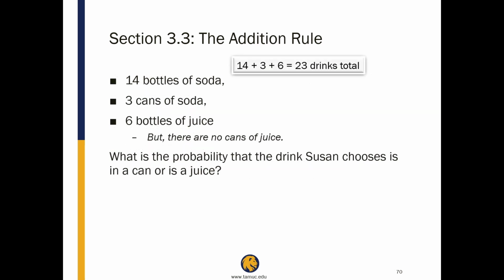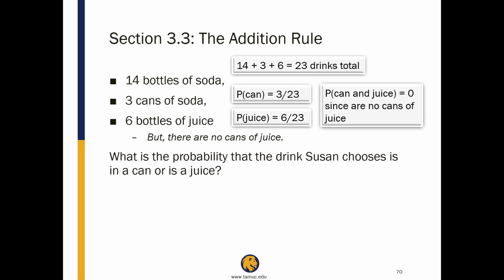Well, in total, there are 14 plus 3 plus 6, so 23 possible outcomes, 23 possible choices. The probability of picking out a can, there's only 3 cans, so there's a 3 over 23 chance of selecting a can. The probability of selecting a juice, there's 6 out of 23, so 6 over 23 chance. However, the probability of selecting a can and juice at the same time is 0, since there's no cans of juice in this particular instance.